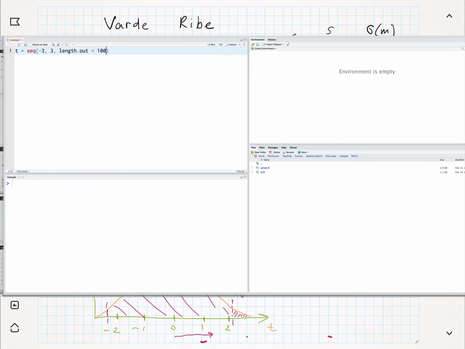And then for every t value, I will calculate the density, which will be the density for the t distribution. For every t value I will get the density, with 9 degrees of freedom. And then I can make a plot, t versus density. I will make it a line plot, and let's use it.